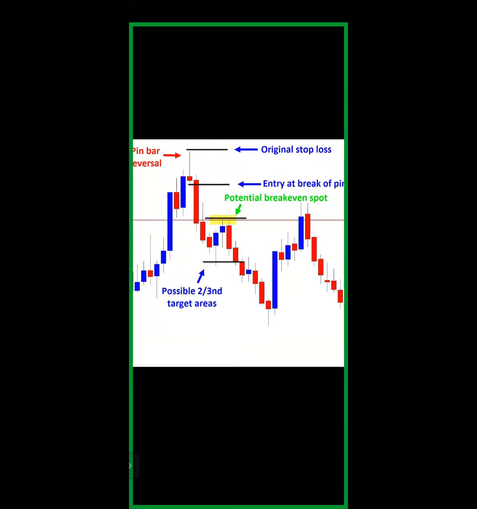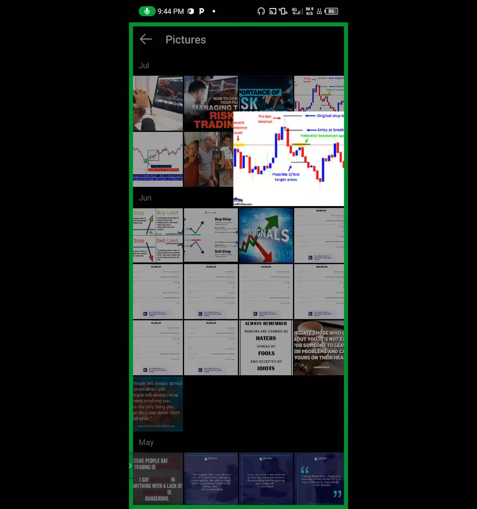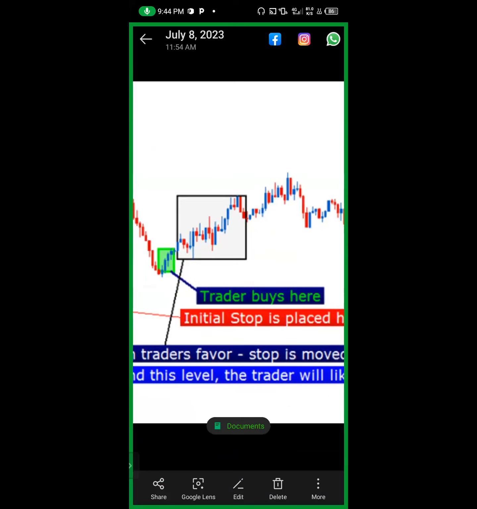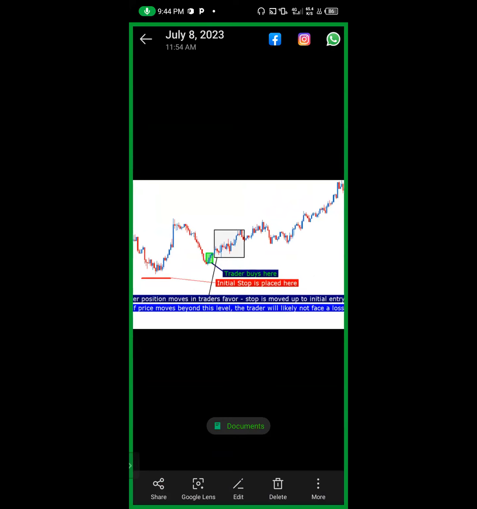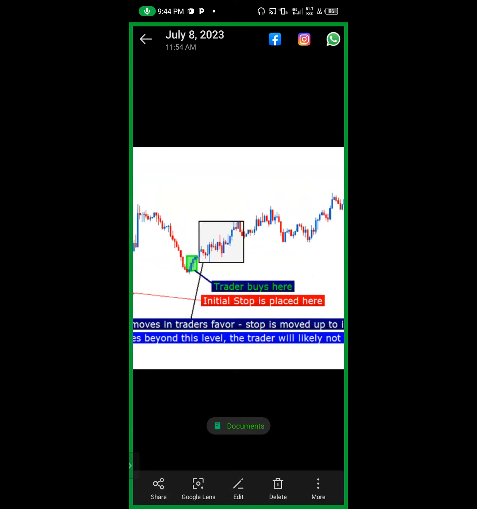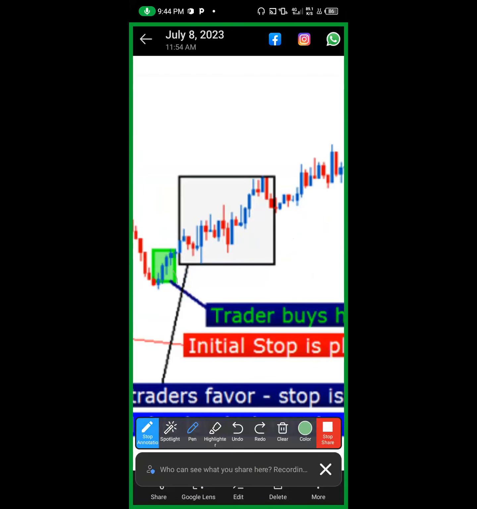Look at this trade. Let me see if this one is okay. Let me check another one. I think this one is good. Now let's look at this trade. This trade is calling for a buy. Now look at it. Let's say this is gold.